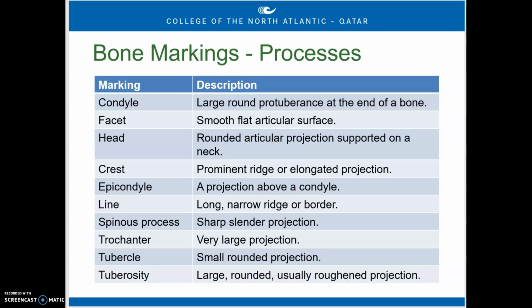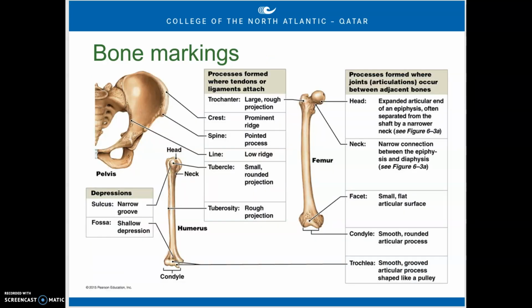Now the next ones are the processes, and there's a bunch of these: the condyle, the facet, the head, the crest, the epicondyle, line, a spinous process, a trochanter, and tuberosity. The best way to learn these, of course, is to have a look at this slide here, and this will give you not only the definition, but it'll point out what each one of these looks like on a real bone. So review this slide, please.